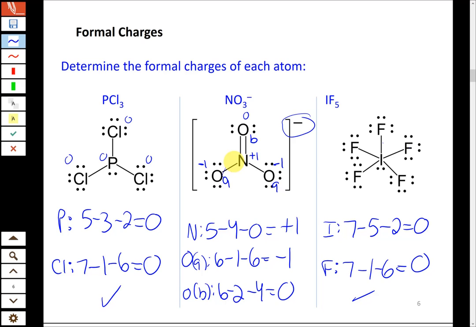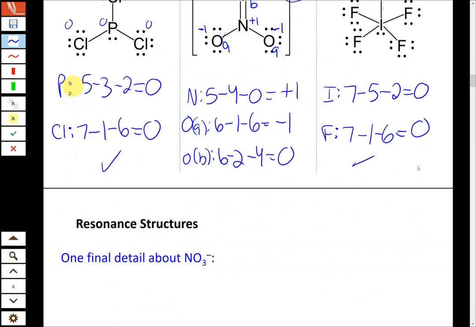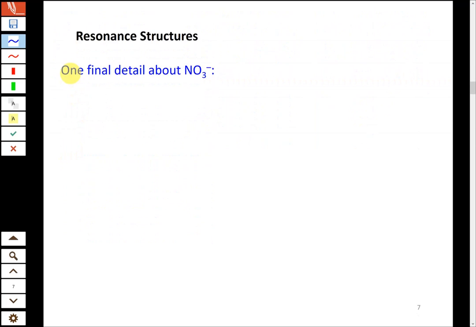All right, so any questions on how we calculate formal charge? So to give you one more example of how we might use formal charge, actually, we're not quite there yet. Sorry, I'm out of order here. This is fine. So let's talk about one last detail about NO3-, which is a concept called resonance.